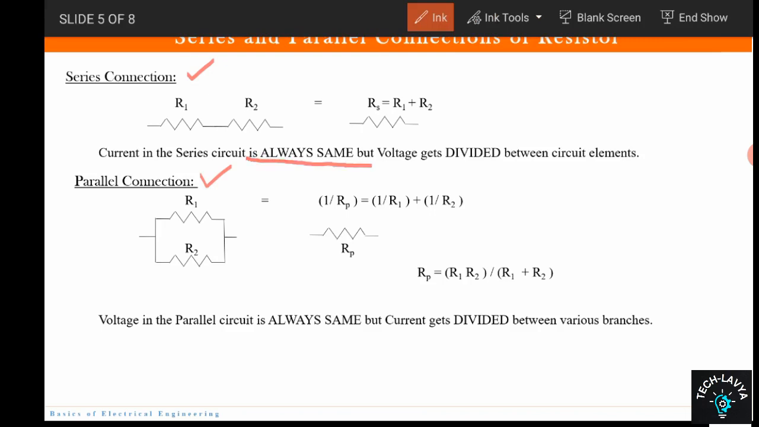Now let us come to a very important point, which says that current is always the same in a series circuit, but the voltage is divided. It means whatever current flows through R1, the same current flows through R2 if they are both in series connection. But the voltage gets divided between R1 and R2.